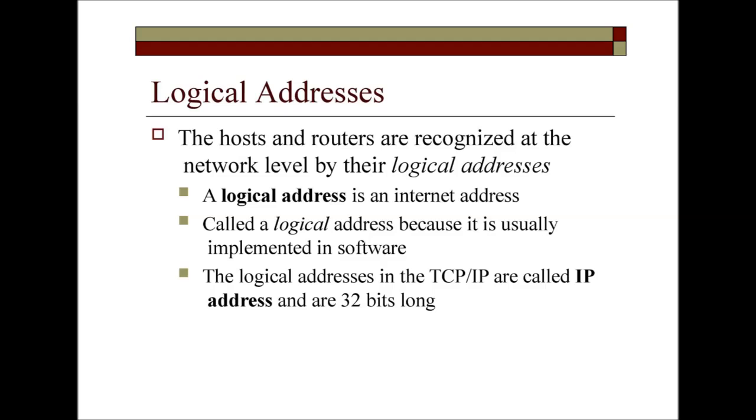Third and last point, the logical addresses in TCP/IP are called IP addresses and are 32 bits long. If we convert any decimal IP address into a binary address, then there must be 32 bits. And you have studied in different topics about IP addresses. So an IP address contains 4 octets and every octet contains 8 bits. So the IP address in IP version 4 is a 32-bit address, and this is the logical address which is implemented with the help of software.